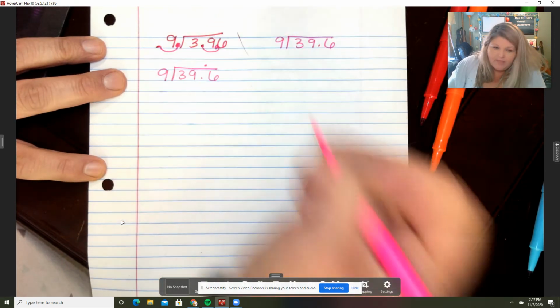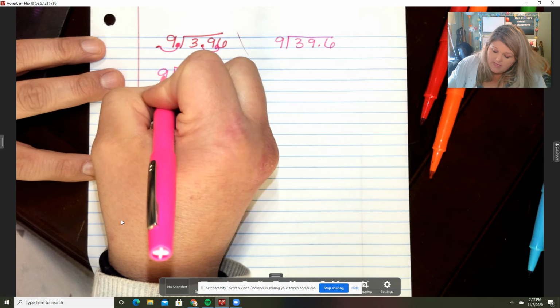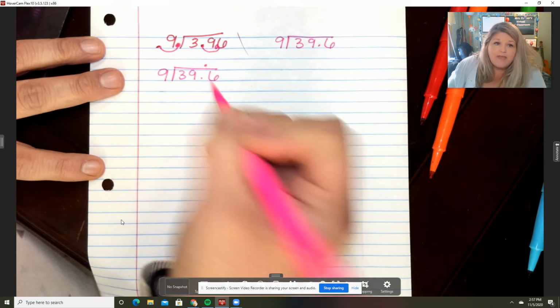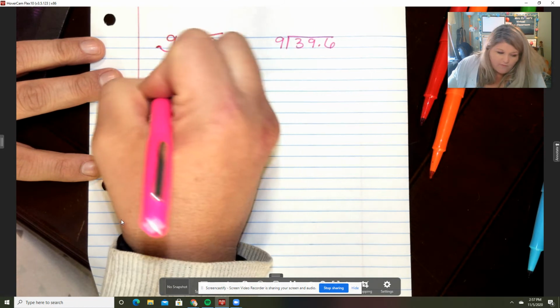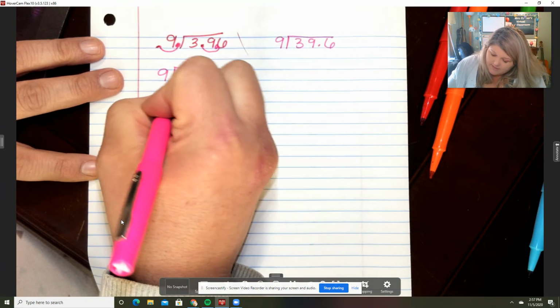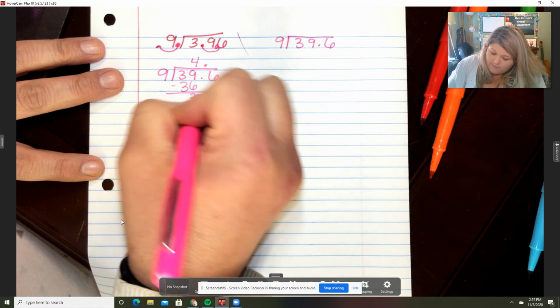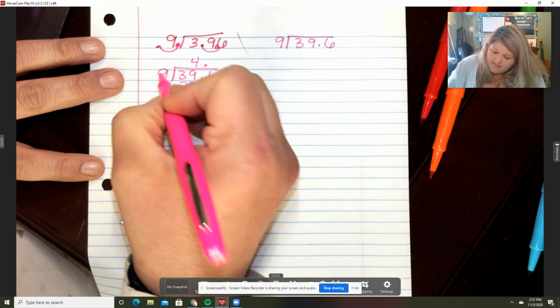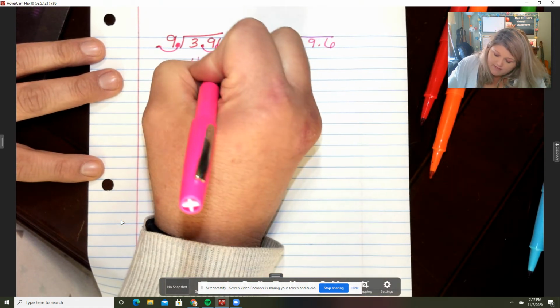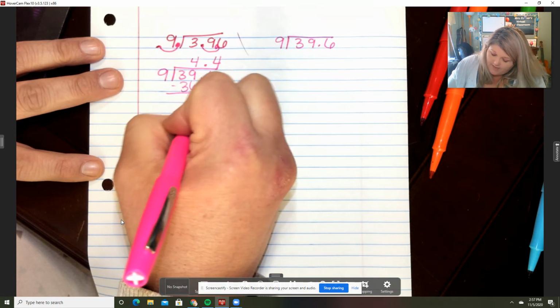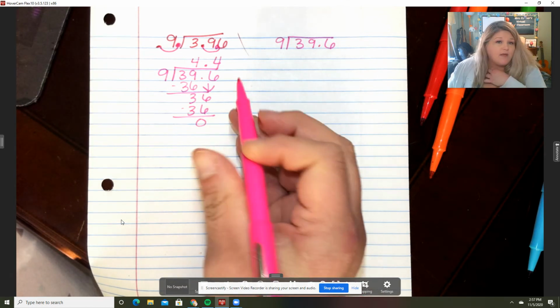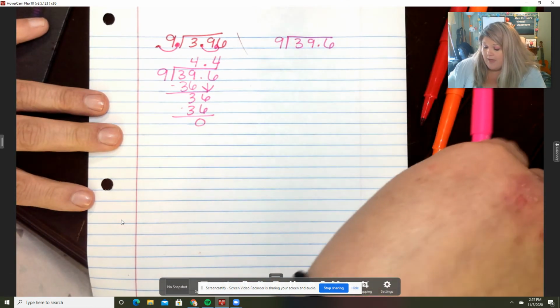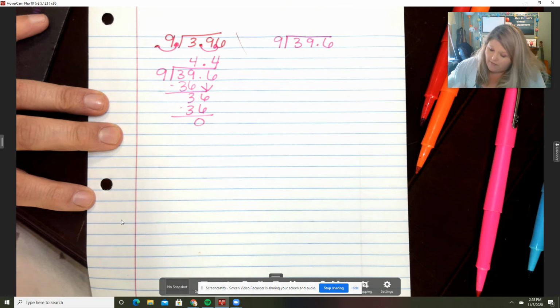And let's just bring up that decimal. 9 cannot go into 3, but 9 can go into 39 4 times. 4 times 9 is 36. And that is 3. I bring down my 6. 9 can go into 36 4 times. 4 times 9 is 36. I do not have a number left, so I don't have to worry about putting a 0. I am finite on that.